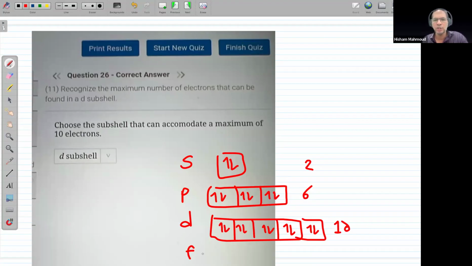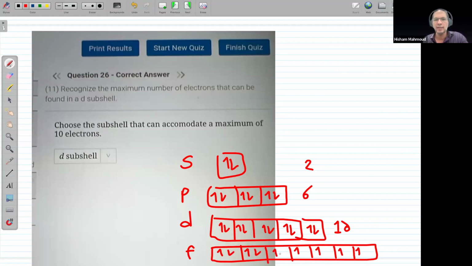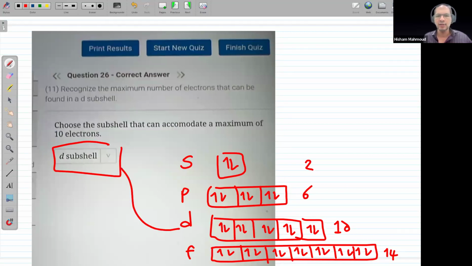And the f subshell contains 7 orbitals: 1, 2, 3, 4, 5, 6, 7. So 14 electrons can be accommodated in f. This is d with 10 electrons.